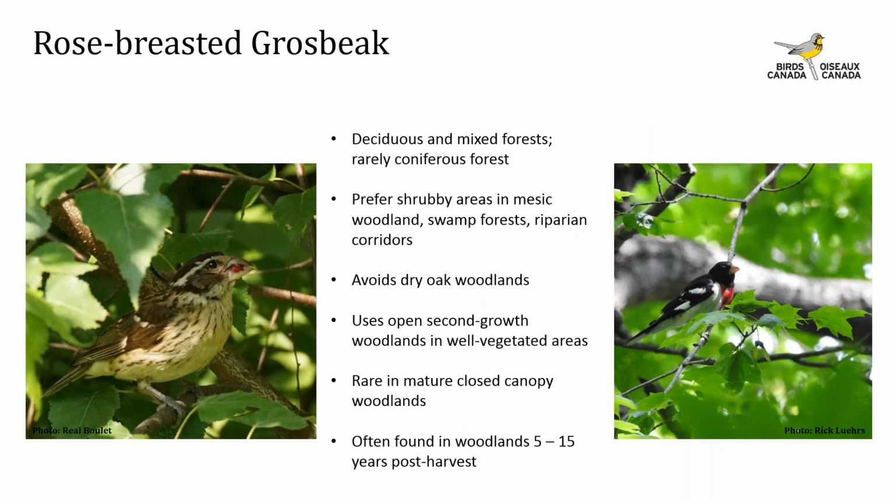The grosbeak occupies a wide variety of habitats in deciduous and mixed forests, and is rarely found in coniferous forests. They prefer shrubby areas in mesic woodlands, swamp forests, and riparian corridors, and tend to avoid dry oak woodlands. They use open second growth woodlands in well-vegetated areas, and are rarely found in mature closed canopy woodlands. They often respond well to light strip and selection harvesting, and are also found in woodlands that are 5 to 15 years post-harvest that has allowed some vegetation to restore.